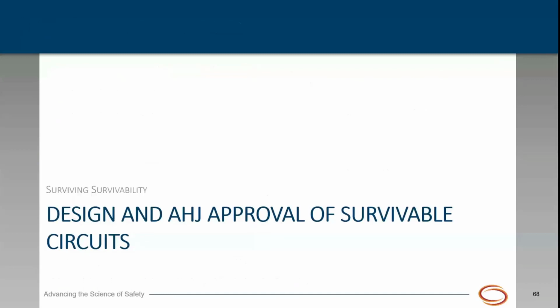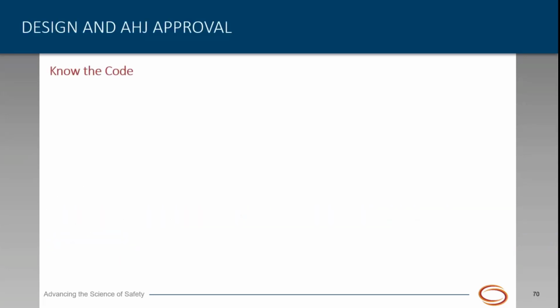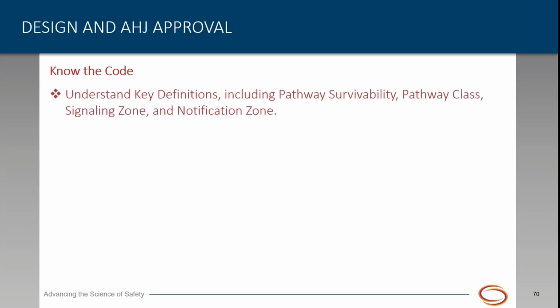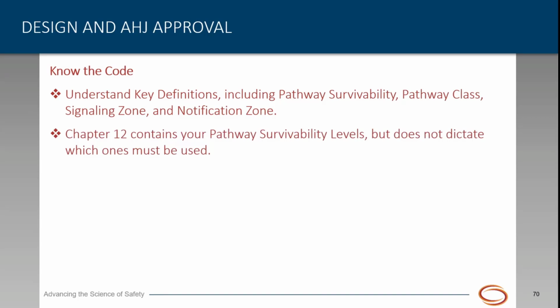All right, let's do our last section, and I promise we'll only run a couple of minutes over. How do we do a design and get AHJ approval of a survivable circuit? First and foremost, know the code. Understand the key definitions, including pathway survivability, pathway class, signaling zone, and notification zone, as we discussed earlier. If the building is general alarm now, will it always remain that way? Chapter 12 contains your pathway survivability levels, but does not dictate which ones must be used.